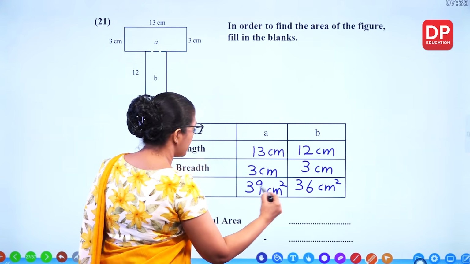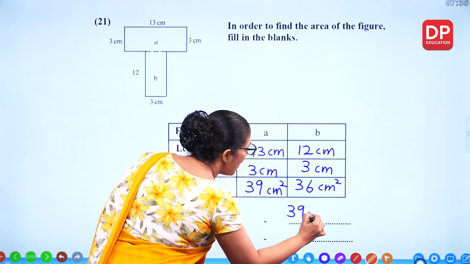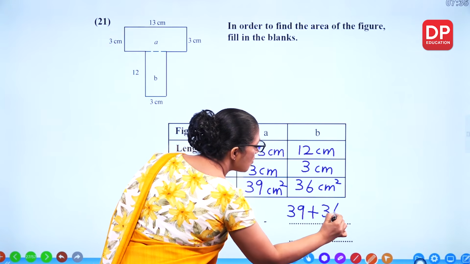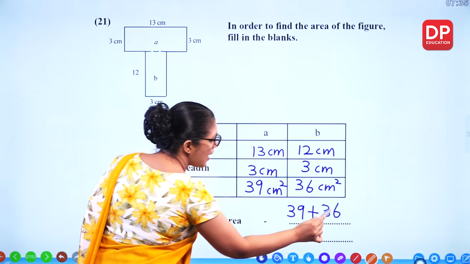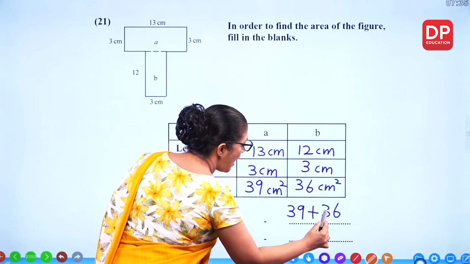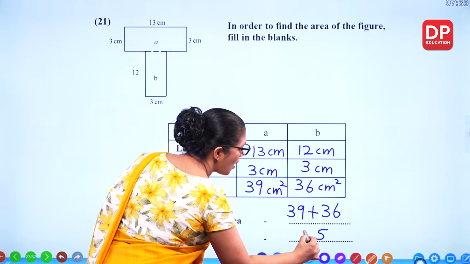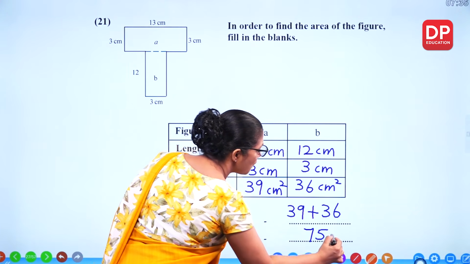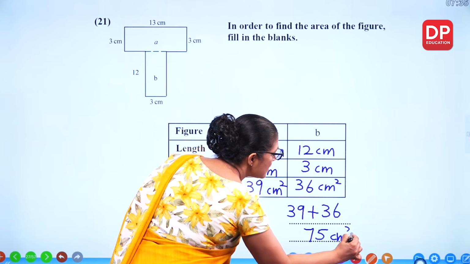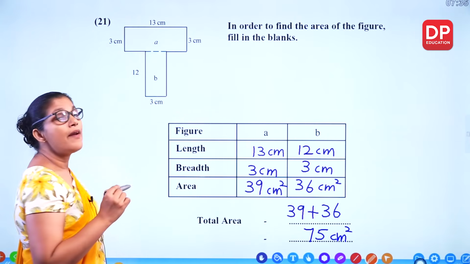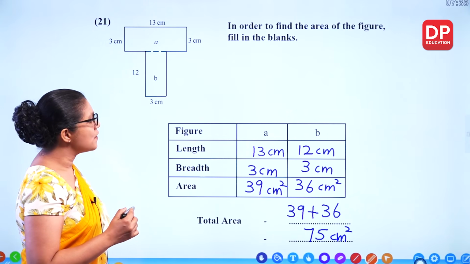So you get 39 here and 36. So add it together. 9 plus 6, 15. And 3 and 3, 6 plus 1, 7. 75 square centimeters is the area of the composite figure.